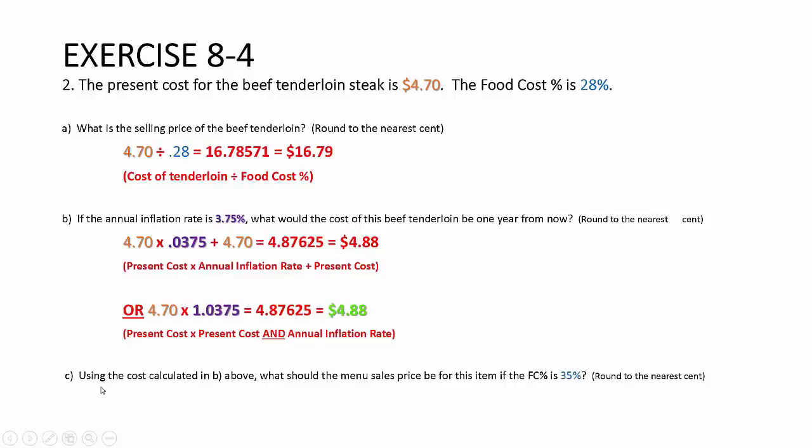So now they want us to use the cost we've just calculated in B above. This is the cost we've calculated. And they want us to tell them what the selling price should be if the food cost percent is 35%. So we take the cost and divide it by the food cost percent, and that is going to get us the new sales price, $13.94.